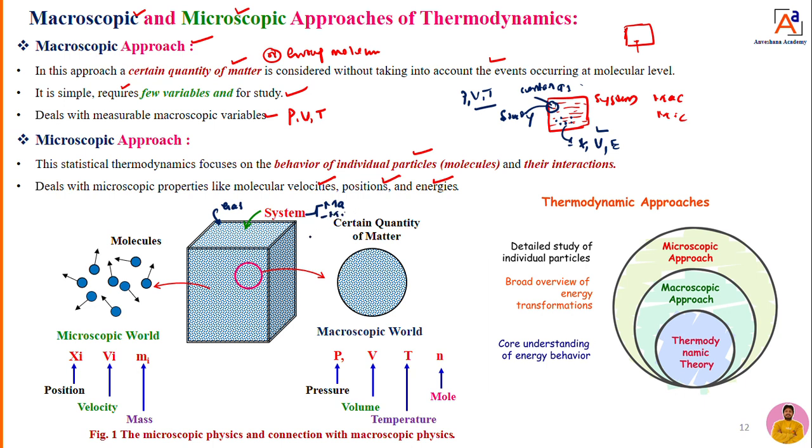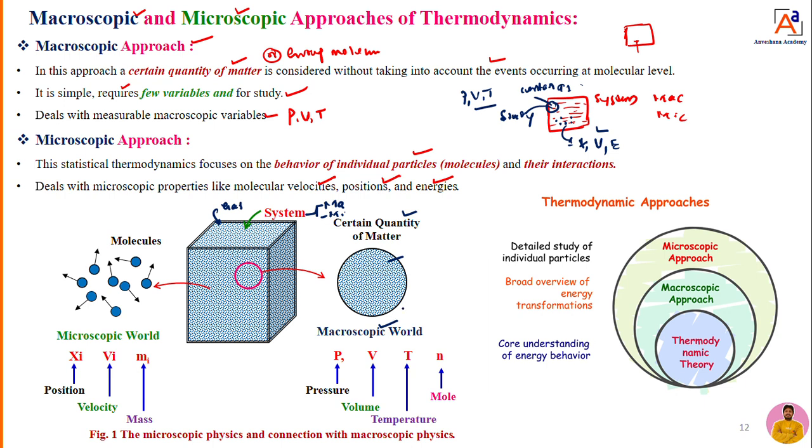Okay, for short, to do the analysis, I will consider a certain quantity of matter or a group of molecules per study. If I am considering a certain quantity of matter or a group of molecules for thermodynamic study, that approach, I will call a macroscopic approach.